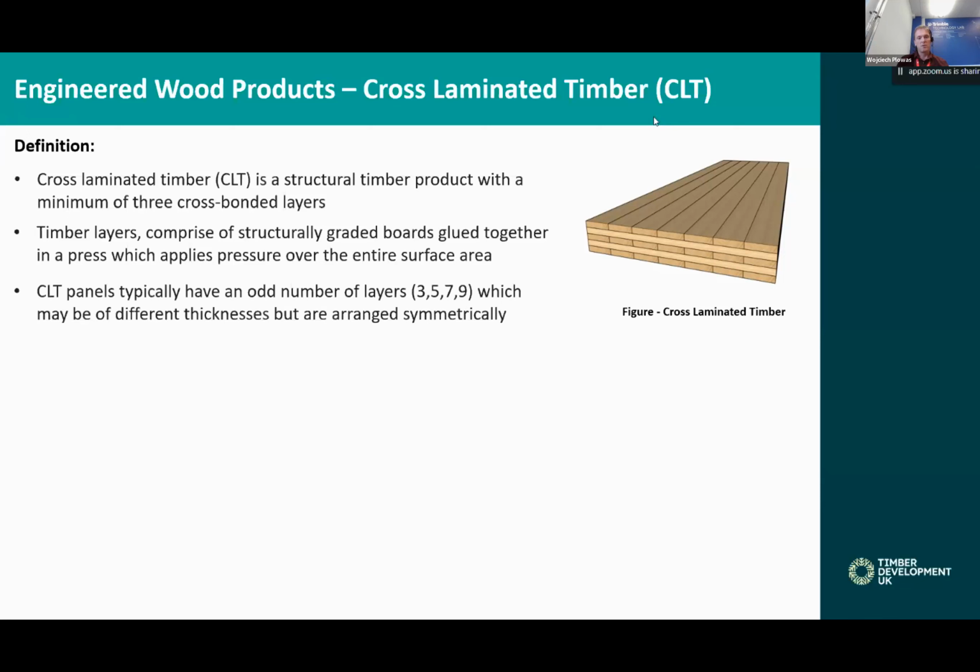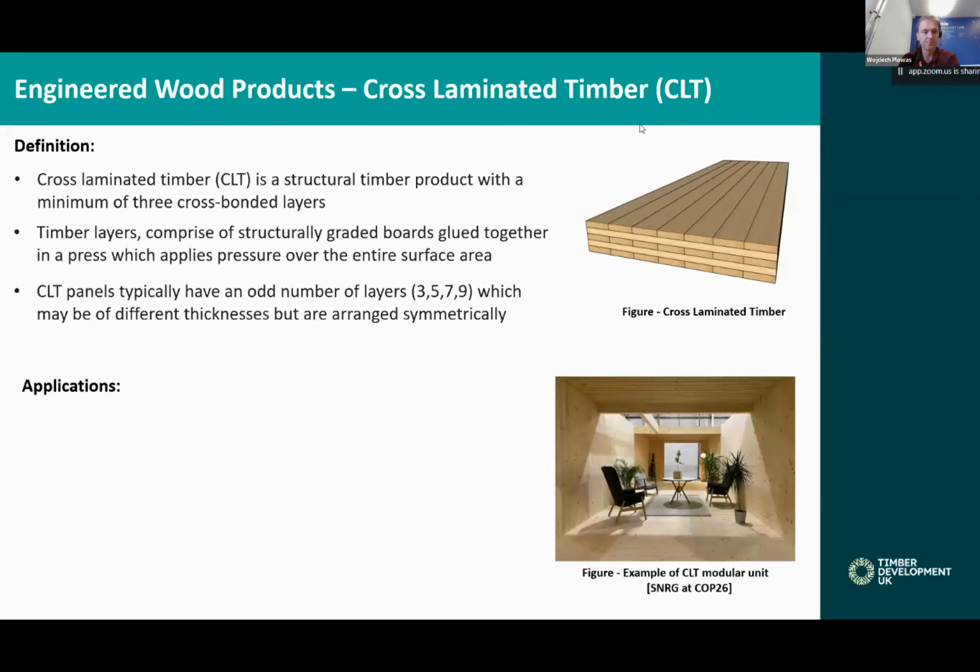Typically, cross-laminated timber consists of an odd number of layers, which may be of different thicknesses, which gives you flexibility in the overall section size. But those layers are generally arranged symmetrically about the middle layer. Applications: CLT is commonly used due to its self-supporting capabilities. It can be used as floor, roof, or wall slabs, or roof panels, floor panels. Very commonly, this construction technique, as you're going to see in the following slides, is used in multi-residential buildings, schools and sports halls.